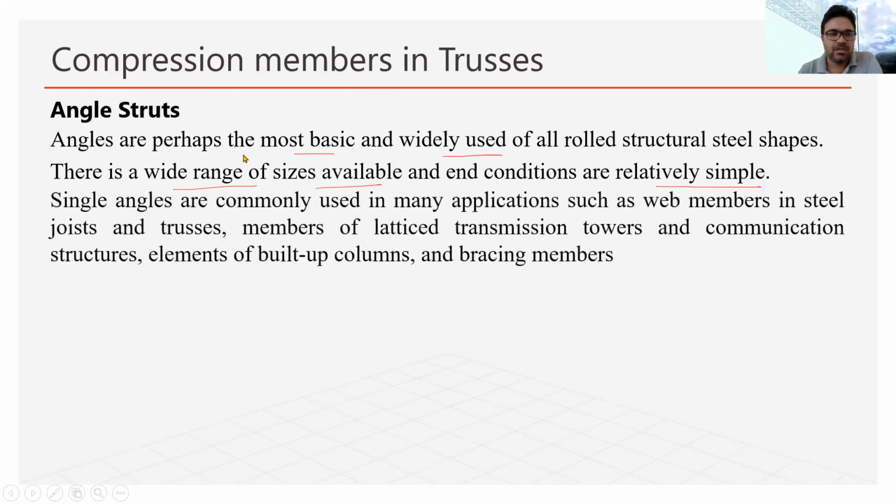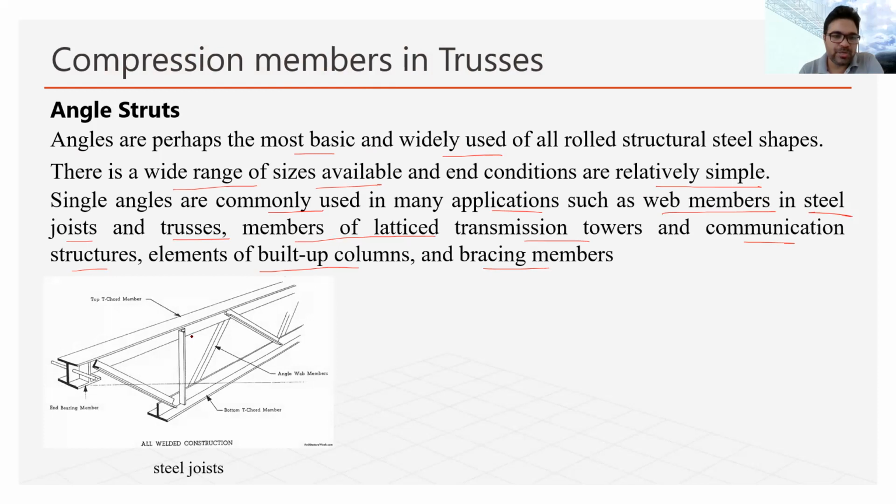Single angle sections are commonly used in many applications, such as the web member in the steel joist. I will show you the steel joist. They are also used in trusses, members of latticed transmission towers, communication structures, and also the elements of built-up columns and bracing members. So angles have wide application in different types of structures. For example, the steel joist looks like this. There you can see these are the angle sections used here.